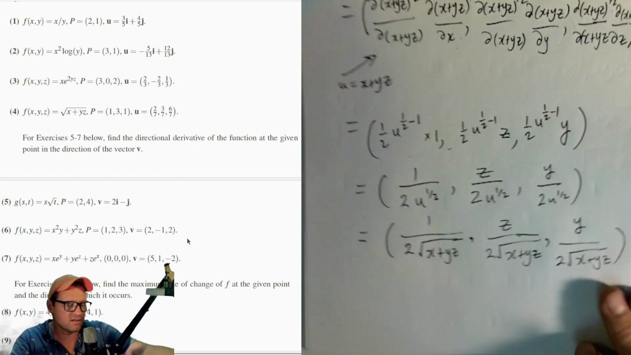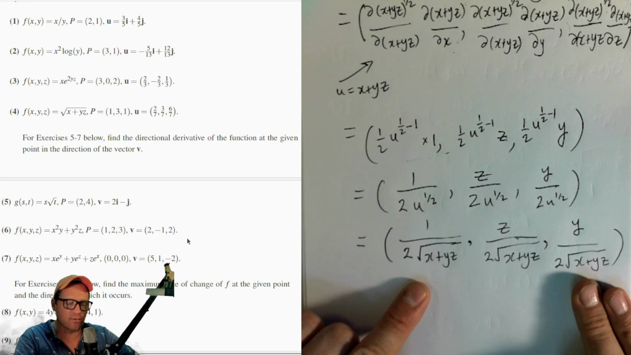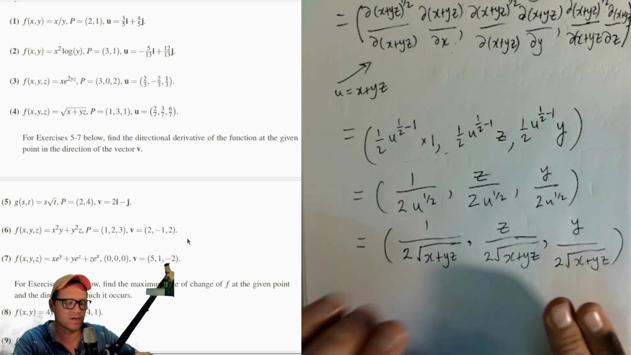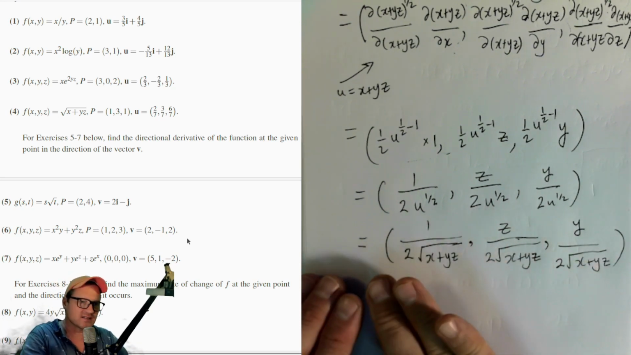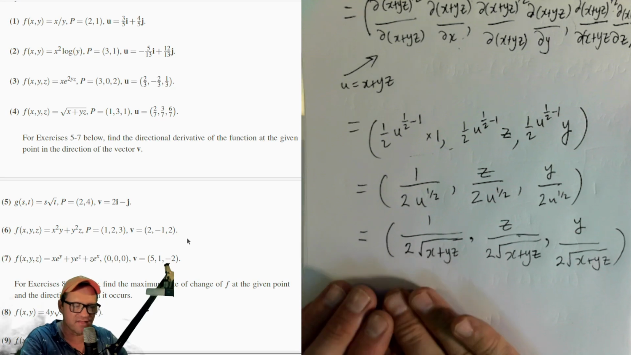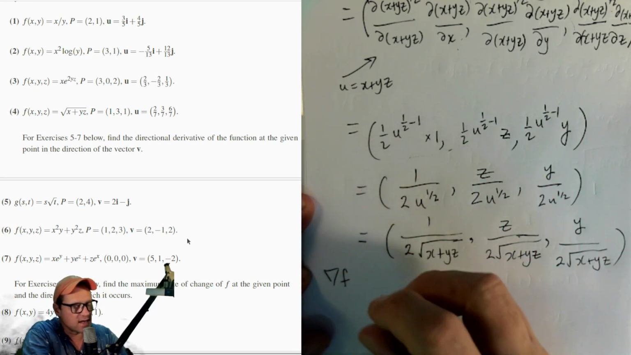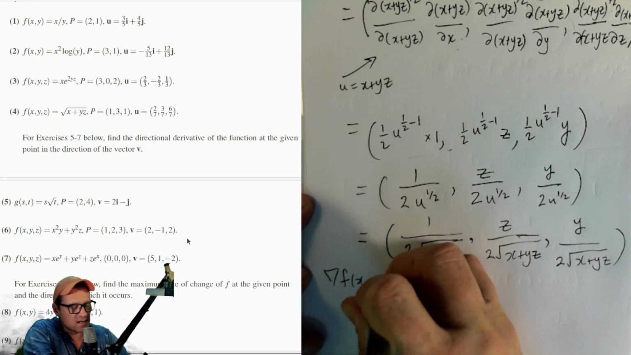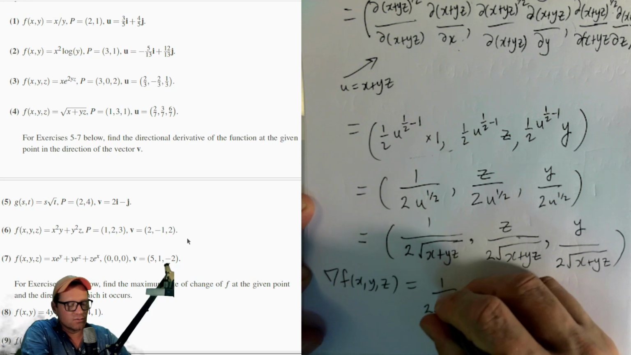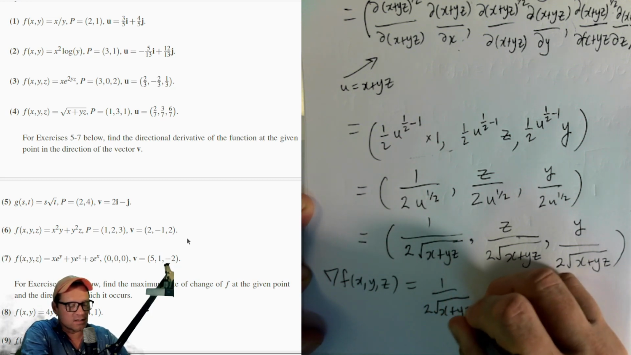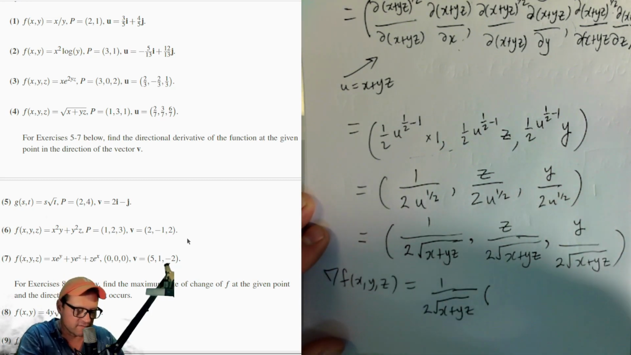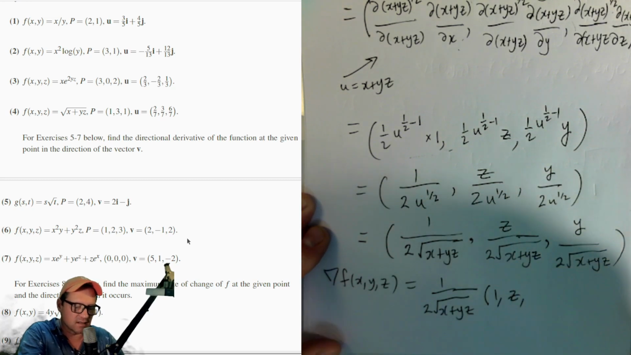Okay, now because this has the same square root in the denominator and the 2 is common as well, we can pull this out as a scalar multiple and simplify the look of this. So let's write grad f at the point x, y, z is 1 over 2 root x plus y times z, and then multiplied by the vector 1, z, y.